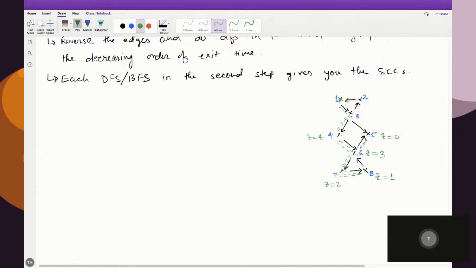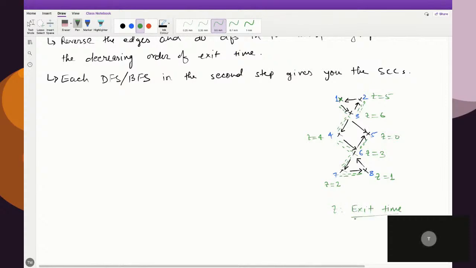From node number 3 you still have two options left. You try to go to 5, you see 5 is already visited, so you don't go there. From 3 you go to 2. Now from 2 you see you have to go to 1, but 1 is already visited, so at this point you realize 2 is done, so t is equal to 5 for node number 2. From 2 you come back to 3. From 3 you realize that everything is over, so at this point you mark t equal to 6. So this is the DFS, and t represents the exit time, right?